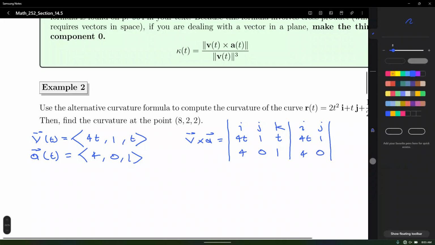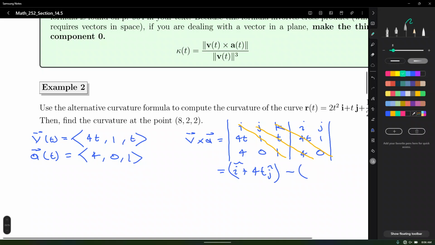Okay, the product of the main diagonals, that is i times 1 times 1, that's simply i. And then j times t times 4, that's simply 4t j. And lastly, for the main diagonals, k times 4t times 0, that's just 0. Okay, so that's the product along the main diagonals. Then minus the product of the secondary diagonals.